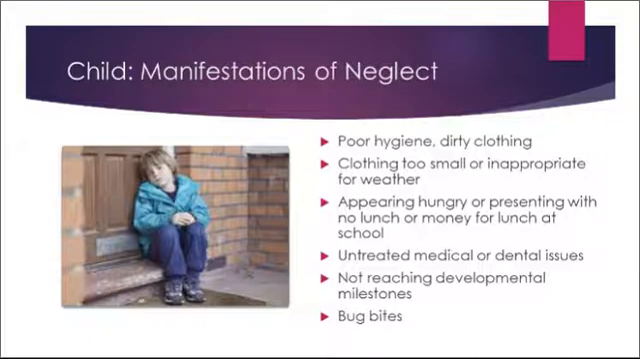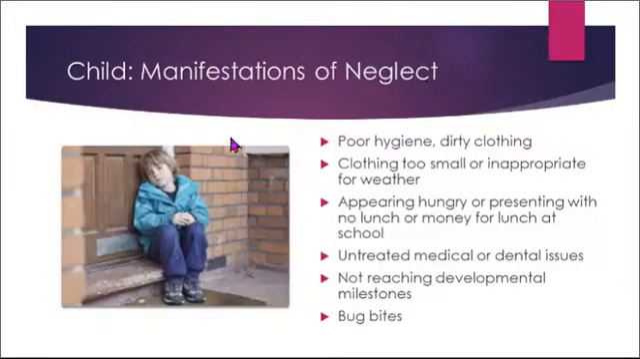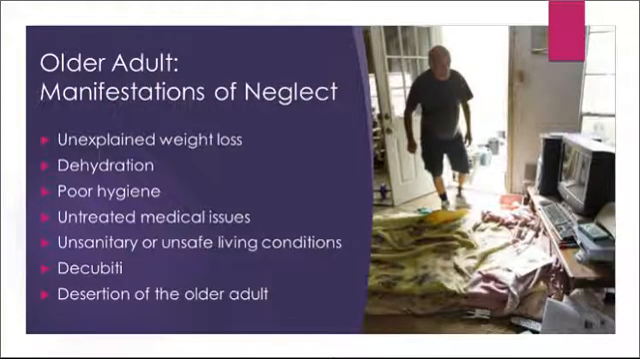It worked beautifully. Okay, manifestations of neglect vary with age. The previous one was manifestations in an infant. Manifestations in a child: poor hygiene, dirty clothing, clothes too small, appears hungry or presented with no lunch, untreated medical and dental issues, bug bites, not reaching developmental milestones. Older adult manifestations: unexplained weight loss, dehydration, poor hygiene, untreated medical issues. Neglect is the most common form of abuse of the older adult.